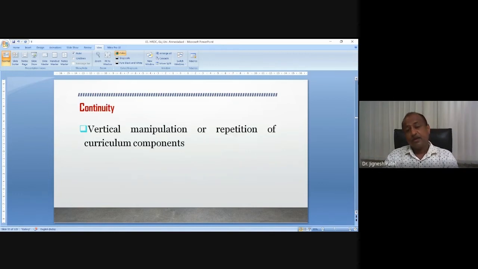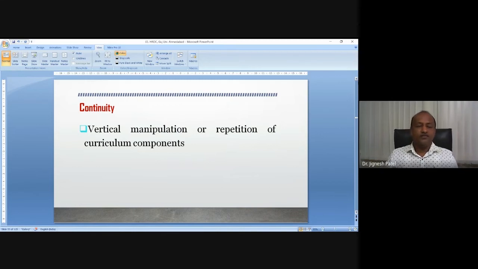In the same way, continuity should also be maintained: vertical manipulation or repetition of curriculum components. Sometimes we have to repeat some portion of the content as well. So we have to think about the continuity of the content.